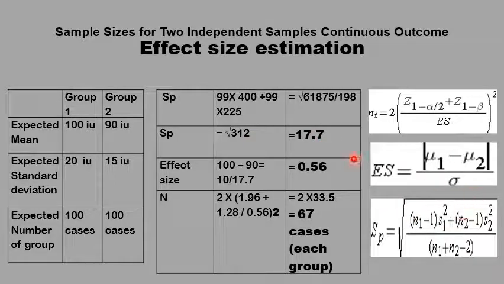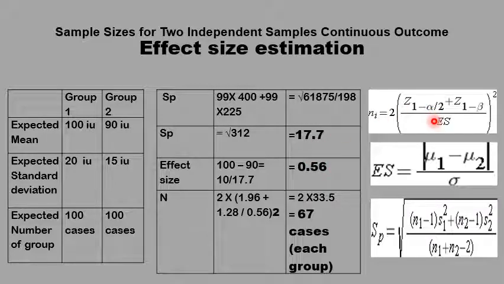So you take the 17.7, which is the expected pooled standard deviation, put it into this equation, minus the mean. The expected mean for group 1 is 100, and the expected mean for group 2 is 90. So the difference is 10 divided by 17.7, and this will give you 0.56. So that would be the expected effect size.